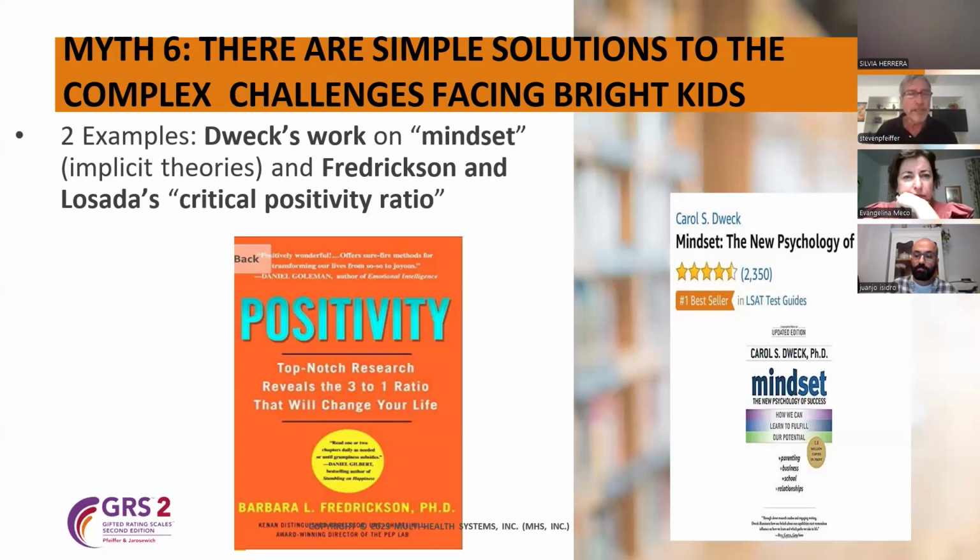The second related myth about simple solutions is Fredrickson, who was a colleague of mine. She's a professor at University of North Carolina in Chapel Hill. Fredrickson and Losada came up with what they said is a critical positivity ratio, that if you reinforce students, including gifted students, 3 positive for 1 negative, it'll change their life. It's an interesting idea. It's a good parenting idea, and it's a good kind of motivational that kids respond better to positive than negative feedback.